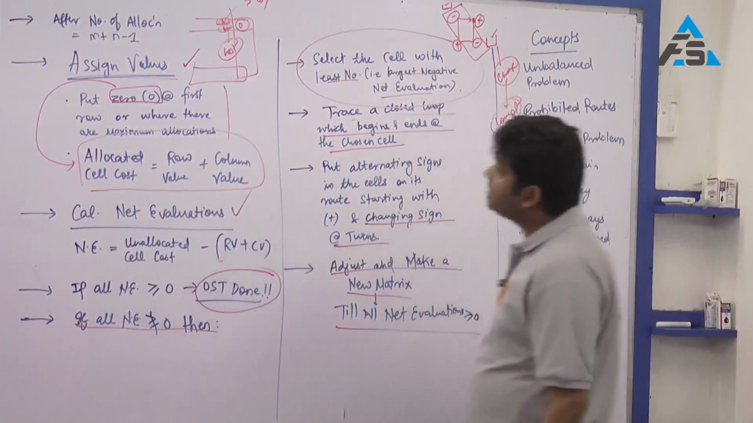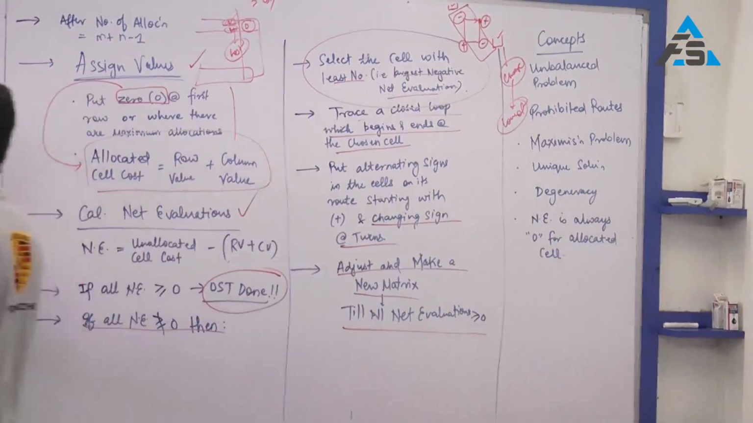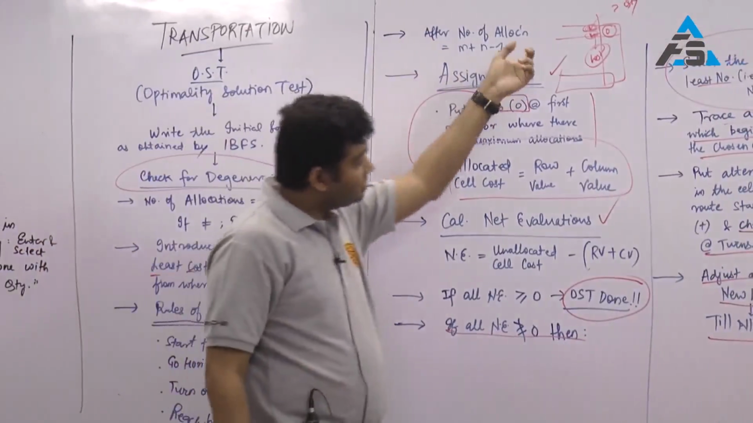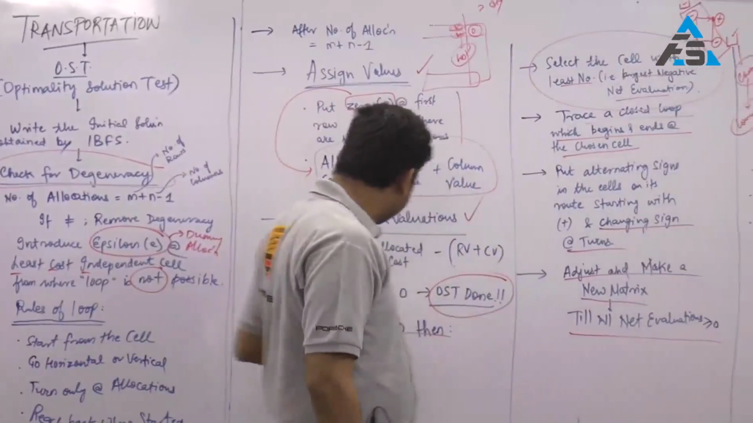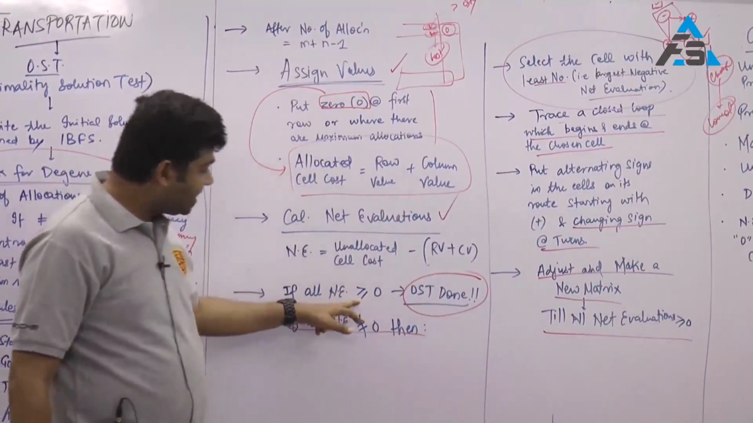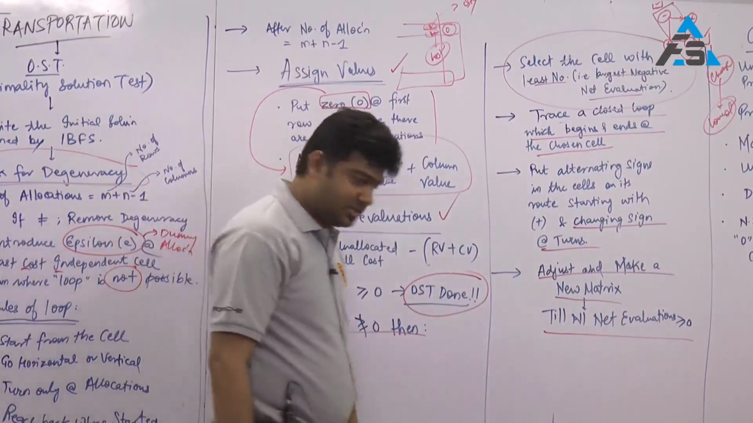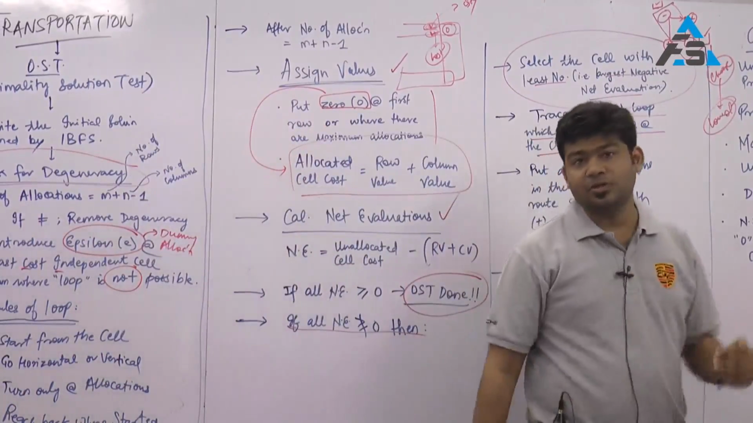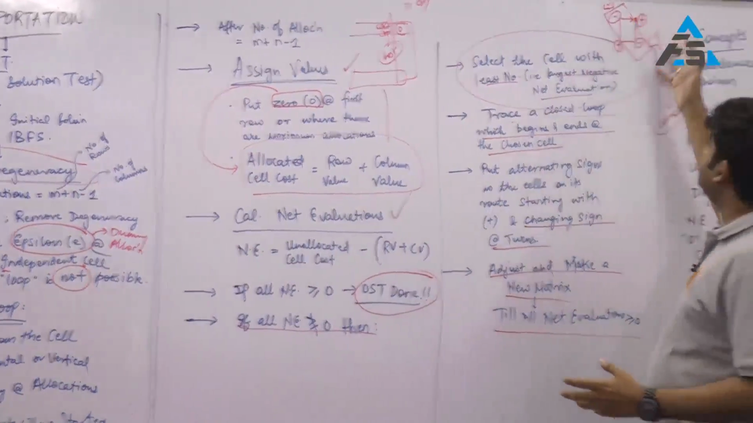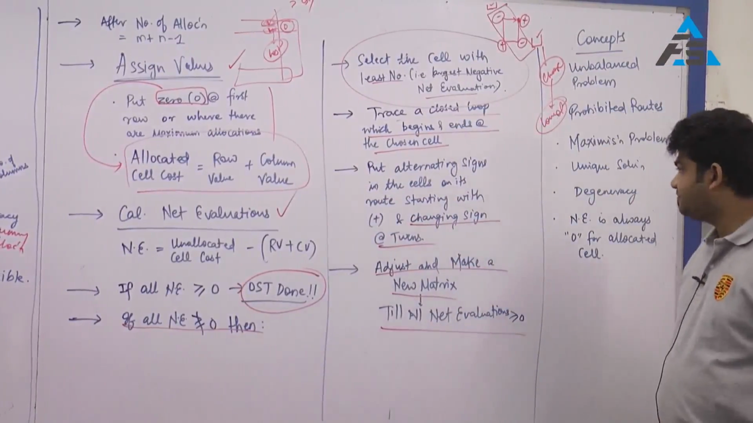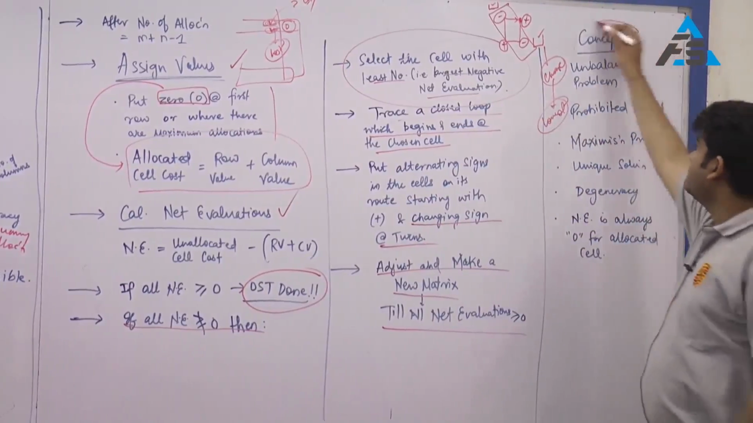Again we will start the process: check for degeneracy, go on with the same procedure, assign values, then we will have net evaluations. Till all net evaluations are greater than or equal to 0, we will not say OST is done. So we will have to keep on making new matrices based on these adjustments, and finally we will complete the transportation problem. Moving on to the concepts part.